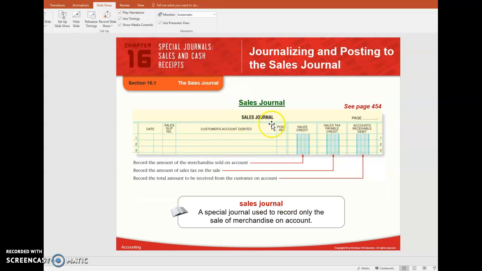If you look here, this is what a sales journal kind of looks like. You put in your date, your sales slip number, the customer's account name. Post reference comes into play after you post. You don't have to think about it when you use the special journals, because the columns will tell you if you're going to use this account column. Like sales, we know we're going to credit it. Sales tax payable, we know we're going to credit it. Accounts receivable, we're going to debit it. So again, we would put the two credits. Remember, these two credits equal that one debit. And again, a sales journal is a special journal used to record only the sale of merchandise on account.